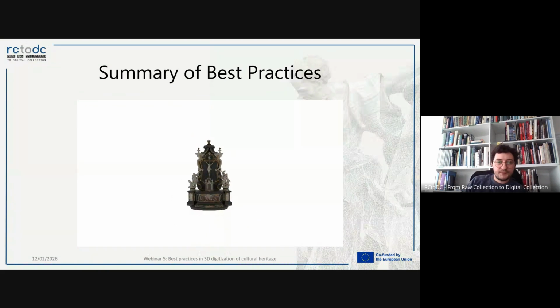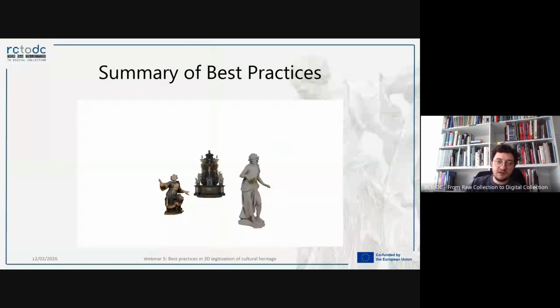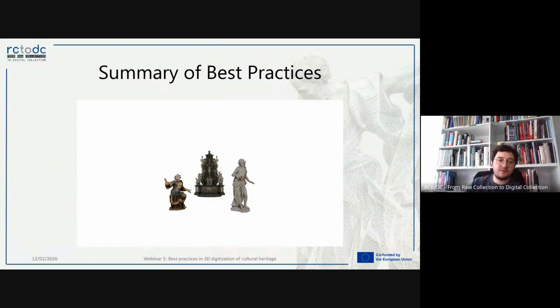So to conclude, this webinar highlights that effective digitization isn't about finding a single perfect method. Instead, it's about making informed choices that fit the specific context, goals, and resources of an institution. By presenting three complementary best practices, multi-method benchmarking, research-grade digitization, and scalable digitization, we've shown how different strategies address real-world challenges rather than idealized laboratory conditions.